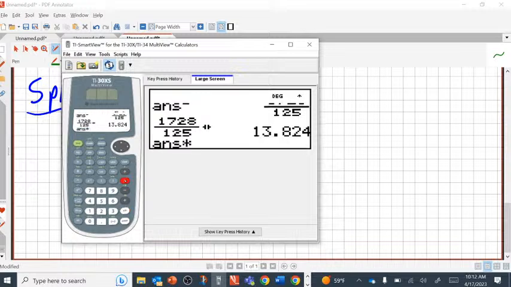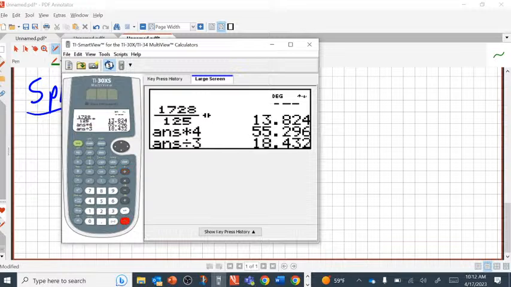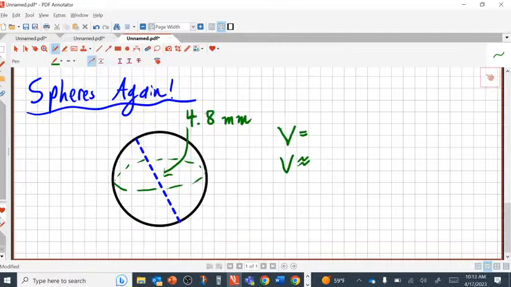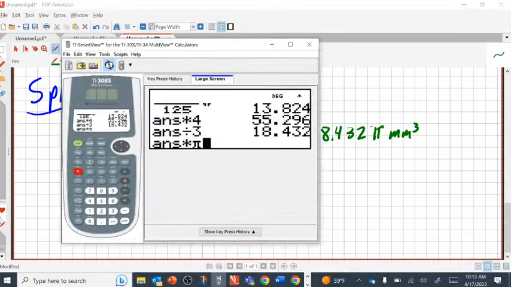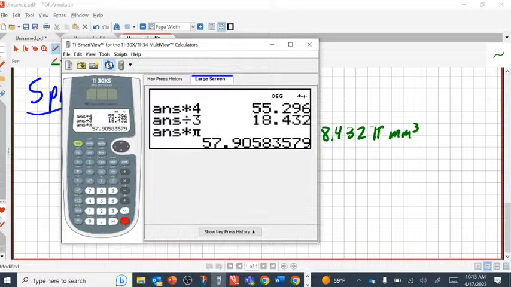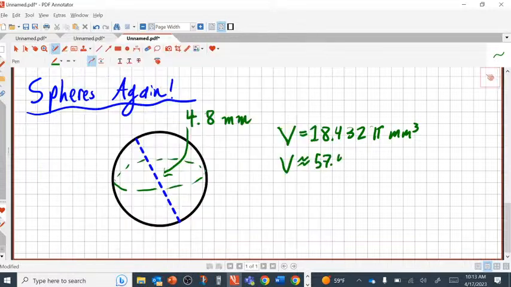Multiply by what? By 4. Okay. Done. And there it is. You're exact as that with a pi: 18.432 pi millimeters cubed. And then the approximation is you multiply that by your favorite approximation of pi, about 57.906 millimeters cubed. Okay?